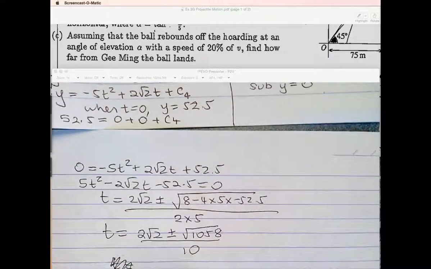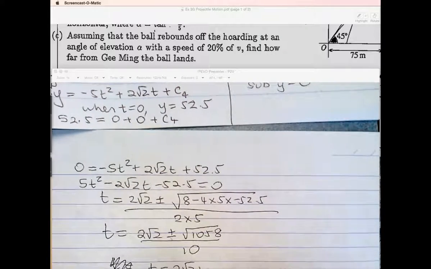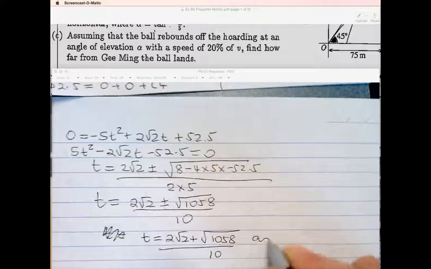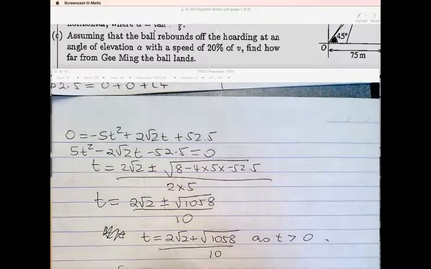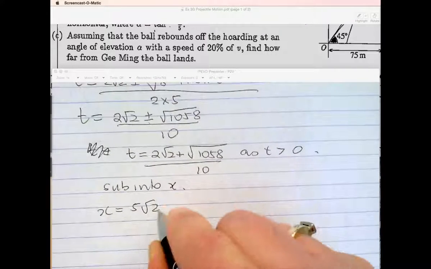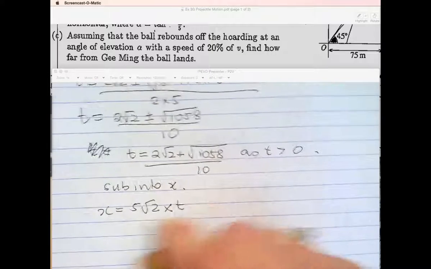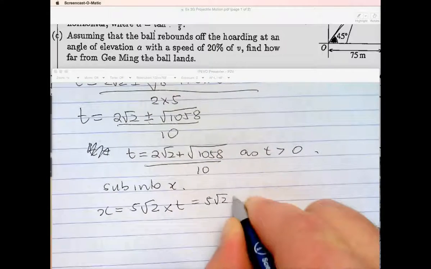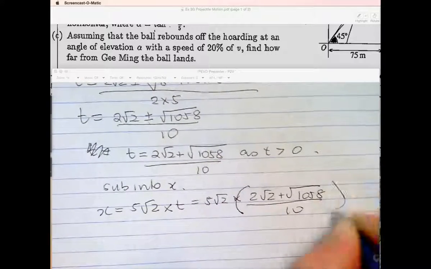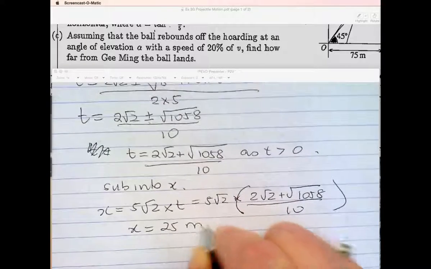What are we going to do now? Girls, you need to see, if you do 2 root 2 minus, you get negative time, which is not possible. Therefore, t equals 2 root 2 plus the square root of 1058 over 10, as t is greater than 0. Substitute that into x, it's the 5 root 2t equation times t, which is 5 root 2 times all of that. Just do it on your calc. And you get that x is exactly 25 meters.